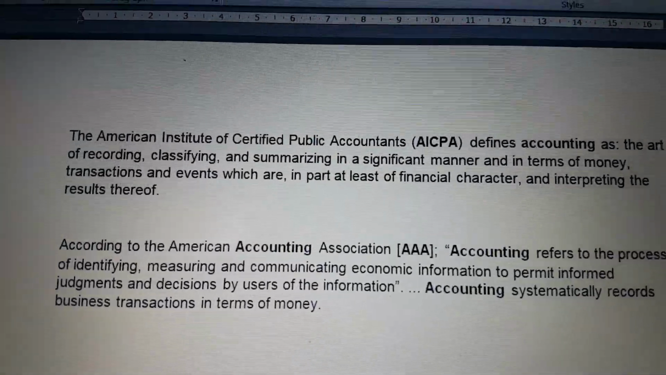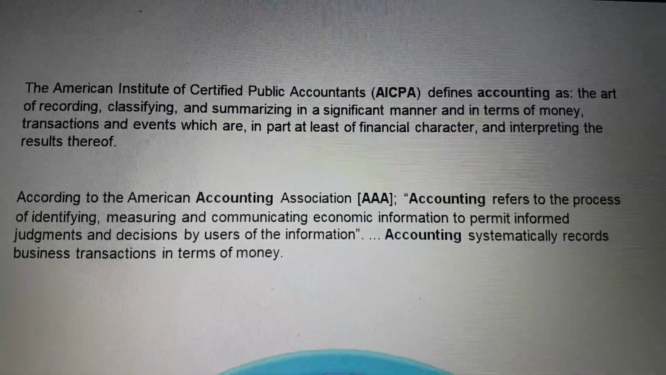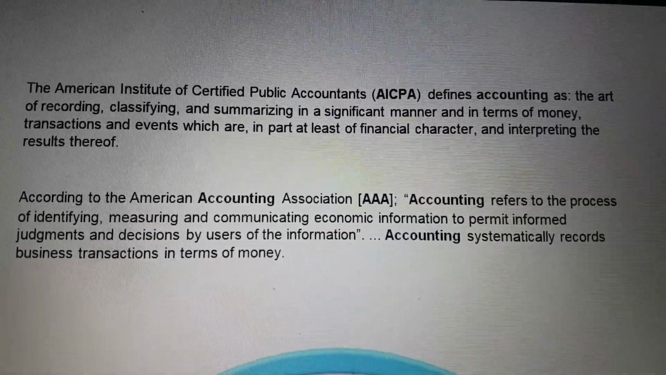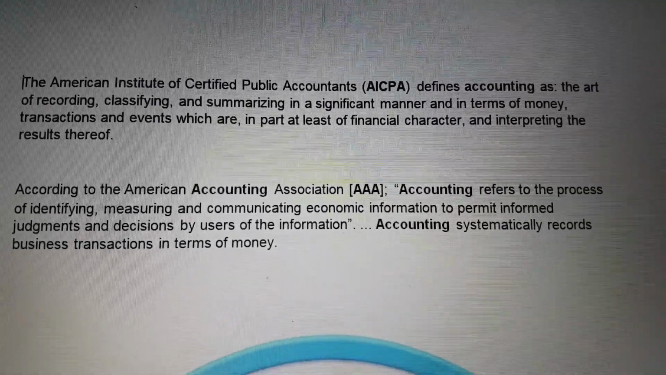Hello, good day. So, we are here to tackle accounting for the aspirant student who wants to take up the course accounting. There are two definitions that I get for accounting.